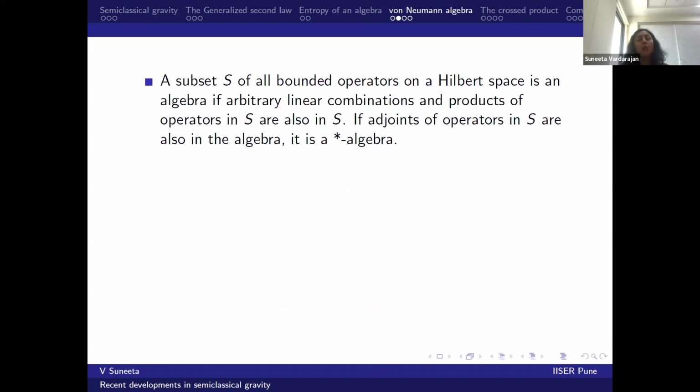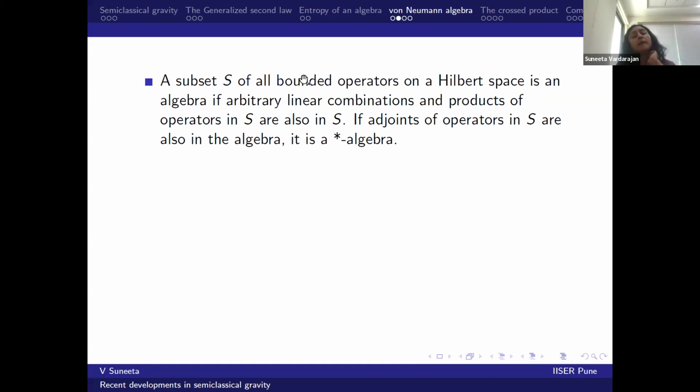So what is an algebra? You all know what a Hilbert space is, and you know that we have operators in the Hilbert space. It could be a quantum mechanical system or a quantum field theory. Then you consider only bounded operators on the Hilbert space, bounded meaning that the norm is finite, and I just defined the norm.